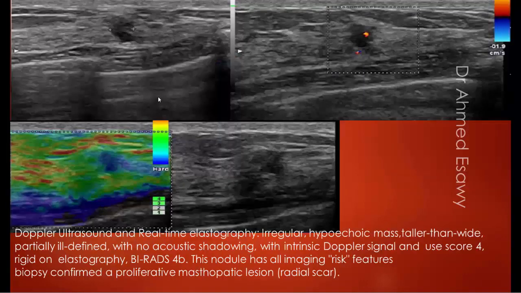Doppler ultrasound and real-time elastography. There is an irregular hypoechoic mass thinner than white, partially ill-defined, no acoustic shadow, with intrinsic Doppler signal, risk signal, and score 4, rigid in elastography, categorized as BIRADS 4B. This nodule has all imaging risk factors and the biopsy confirmed proliferative mastopathic lesion. Finally, it's radial scar.